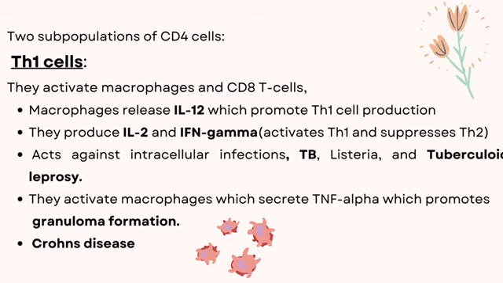Th1 cells activate macrophages and CD8 cells. They produce IL-2 and interferon gamma. Interferon gamma activates macrophages and these macrophages in turn release TNF-alpha, which promotes granuloma formation.